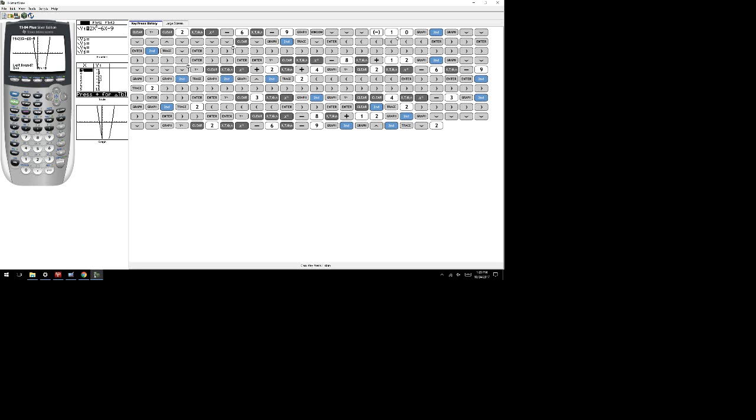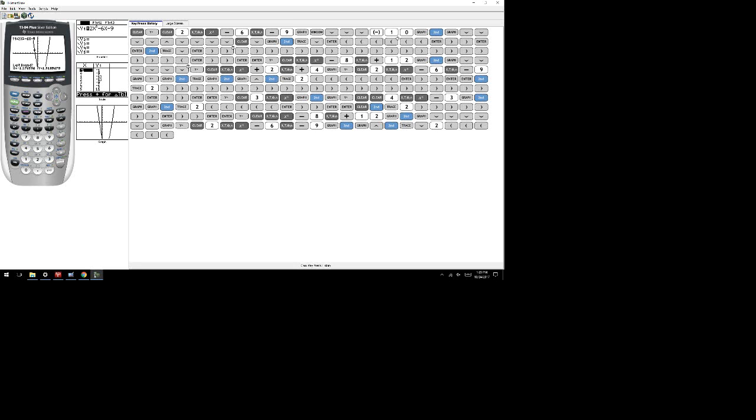Alright, now look. How many intercepts do you have? 2. So how many times are we going to have to do this? Twice, right? Okay, it says left bound. Guys, you're going to go on the left side of that first intersect. Or intercept, should I say.